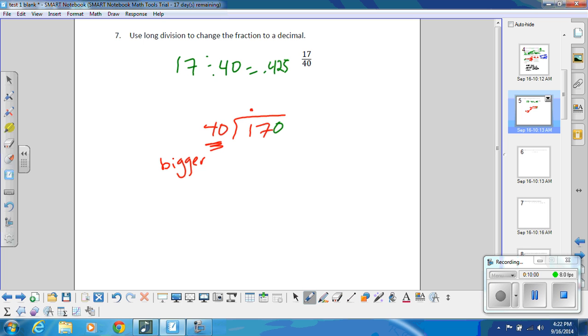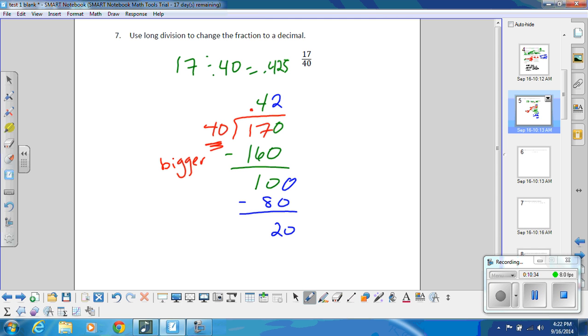And now I say, well, how many times does 40 go into 170 without going over? Well, 40 times 4 is 160, and I write that 160 there and I subtract. Now 170 minus 160 is going to give me 10. Well, unfortunately, 40 doesn't go into 10. It's still too small. So I drop down another 0. And now, how many times does 40 go into 100? Well, twice. Write my 2 up there. I write my 80 here, and I subtract again. And 100 minus 80 is 20.